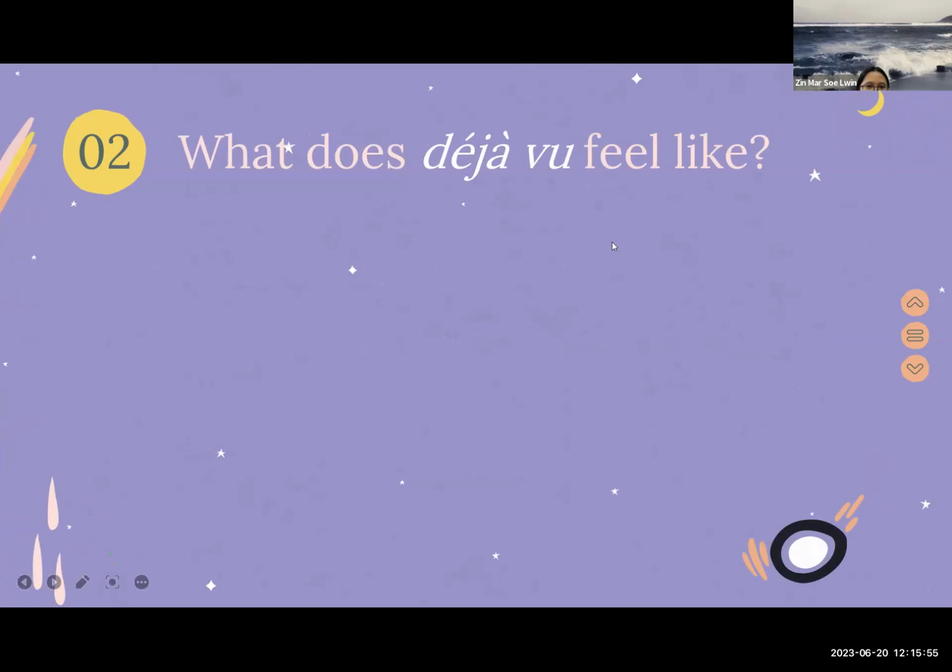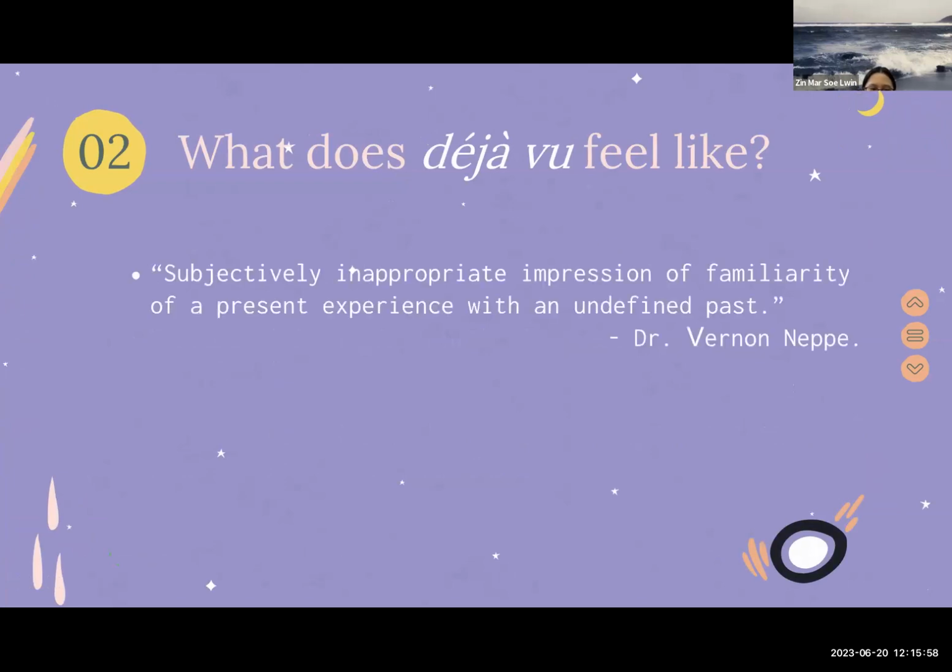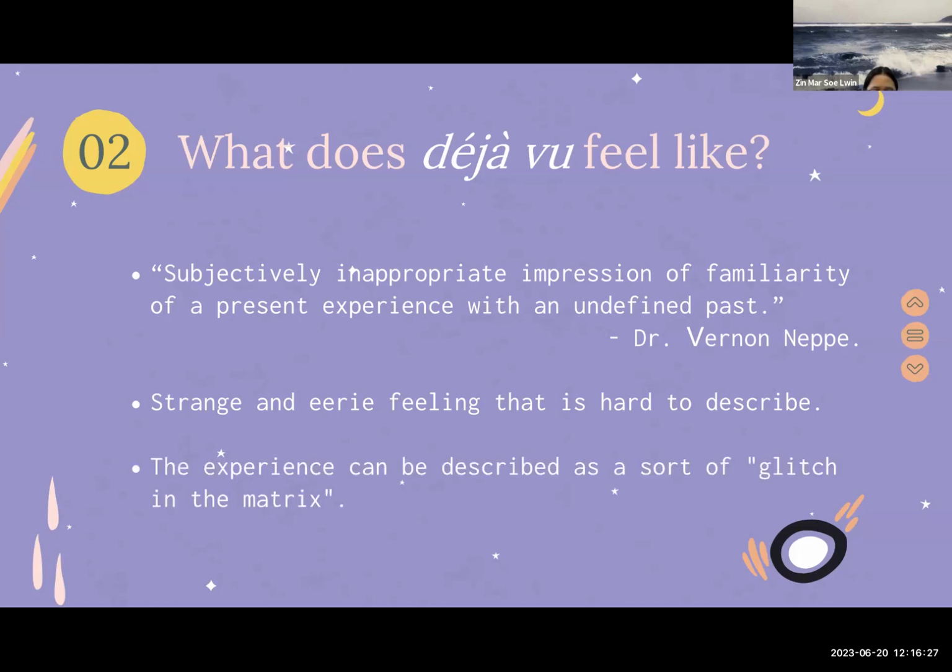The next part will be, what does deja vu feel like? In 1983, Dr. Van Nip defined deja vu as a subjectively inappropriate impression of familiarity of a present experience with an unidentified past. It's a strange and sometimes eerie feeling that is hard to describe, and it can be accompanied by an intense sense of familiarity. The experience can be described as a sort of glitch in the matrix, or a feeling that time is not moving forward in a linear way.